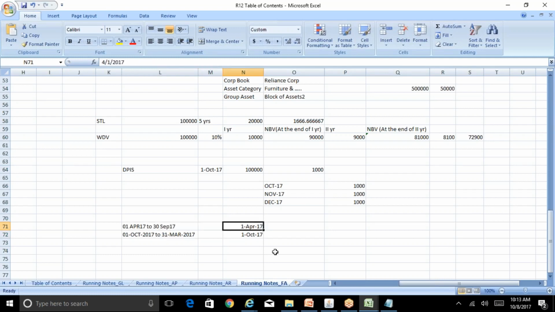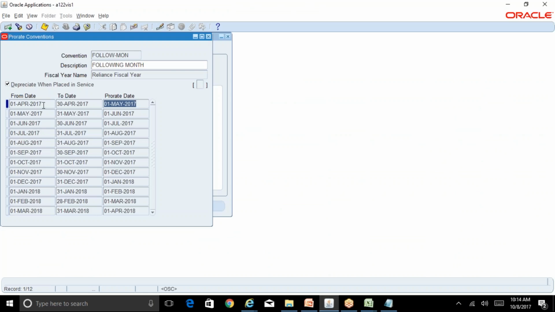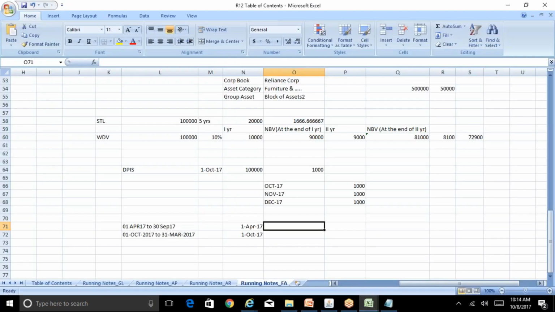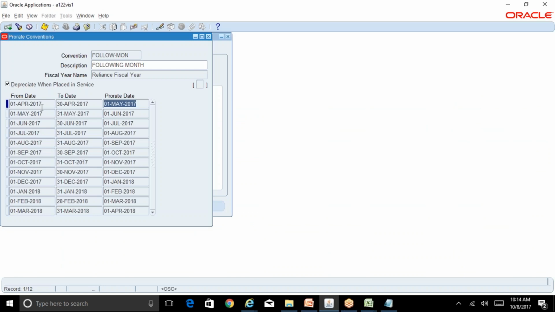If this is the scenario, my prorate convention says that from date is 1st of April, to date is 30th of September, then prorate date will be 1st of April. From date is 1st of October, to date is 31st of March, prorate date will be 1st of October. Prorate date is nothing but the date from which you want to start calculating depreciation. I did not use this particular example in my prorate convention. In my prorate convention, the example used is, if I add an asset between 1st of April to 30th of April, you should start calculating depreciation only from first day of the next month. So whether you add an asset on 1st of April or 30th of April, your depreciation should start getting calculated only from 1st of May.